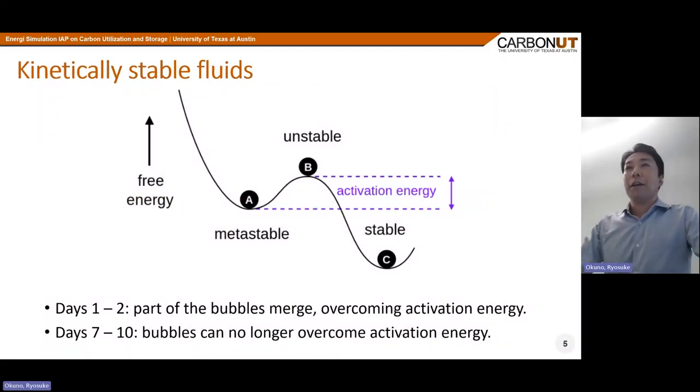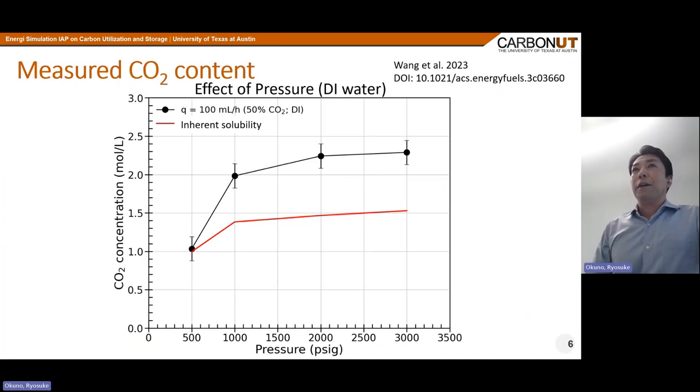So here I'm showing a schematic interpretation of the nanobubble dispersion in the previous slide. For days 1 and 2, the bubbles were so energetic that they overcame to merge into larger bubbles and escape from the water phase to the atmosphere because the system was open. But as time goes, the energy dissipation happens, and then the bubbles no longer overcome the activation energy, and it stays as a metastable state for quite a long time. So again, our focus is on high-pressure nanobubble dispersion.